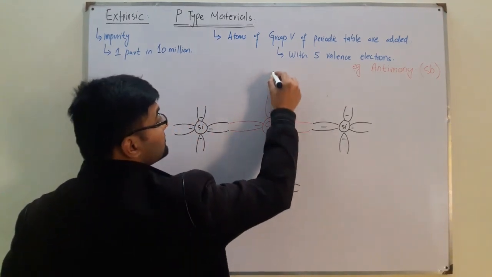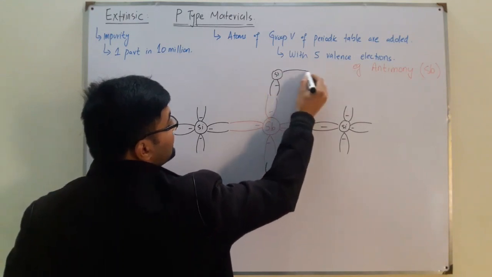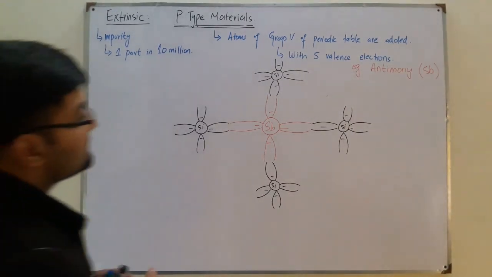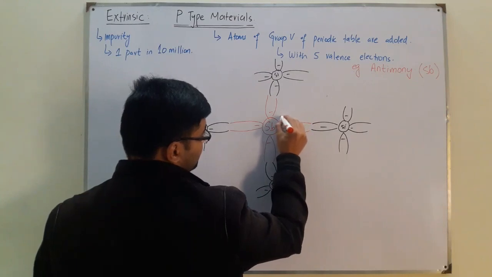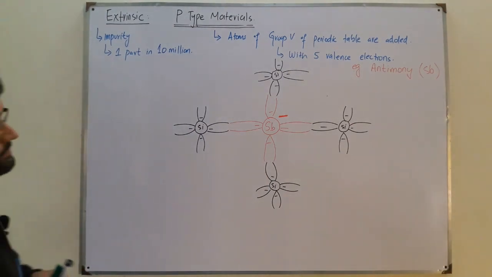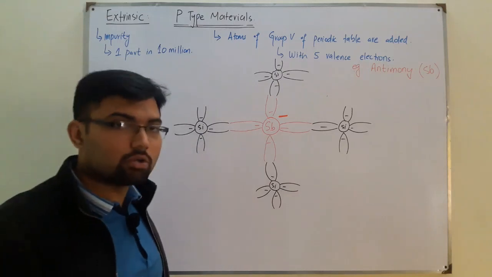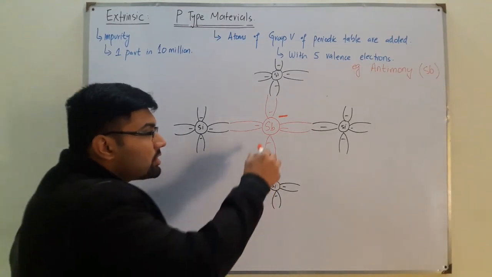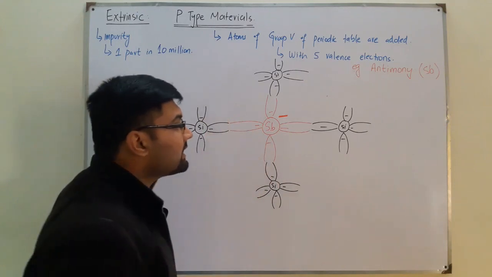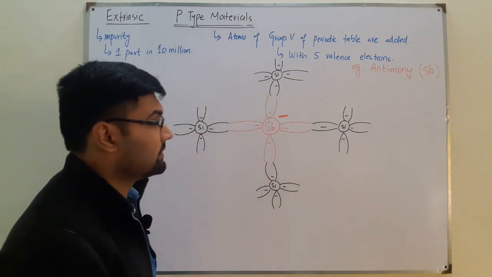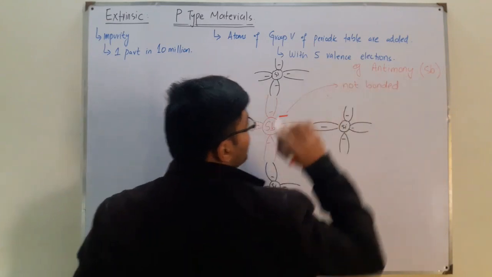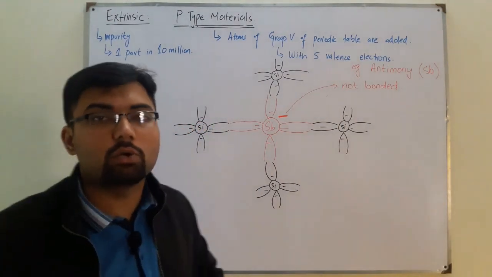And what happens is that we have another electron still remaining. This fifth electron. We still have another electron left in this antimony atom. We cannot term this a free electron over here, because the number of protons in the nucleus of the atom is still equal to the number of electrons in this atom. But this electron is what? This is not bonded to any other electron. It's not free right now, but it is also not bonded.